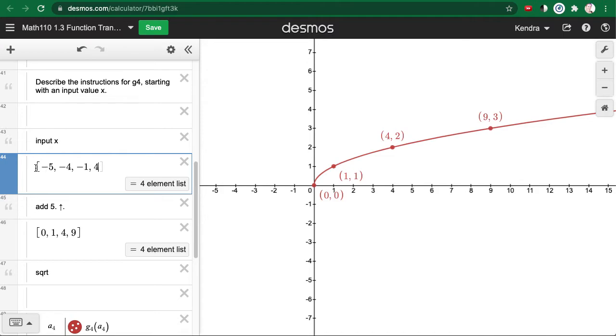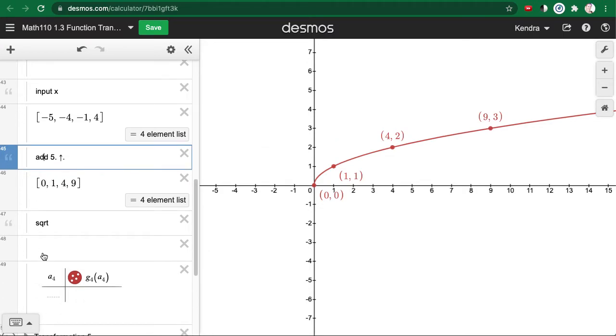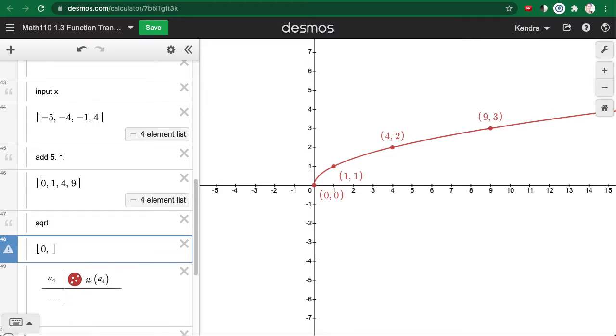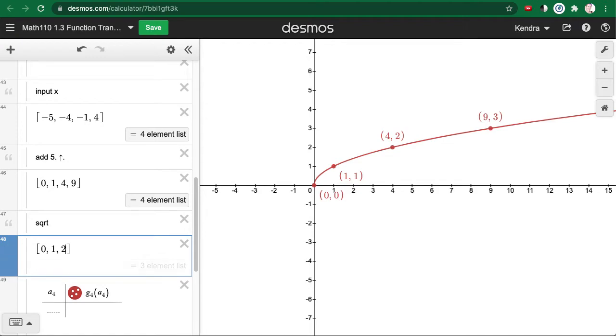So now let's double check. If I input these numbers for x, then my first step in my function is to add 5. So I add 5 to -5 and I get 0. I add 5 to -4 and I get 1. I add 5 to -1 and I get 4. I add 5 to 4 and I get 9. Great. So with these input values, these are now my next step values. And from here, I can square root those numbers. Square root of 0 is 0. Square root of 1 is 1. Square root of 4 is 2. And square root of 9 is 3.